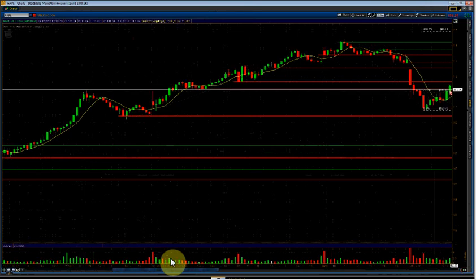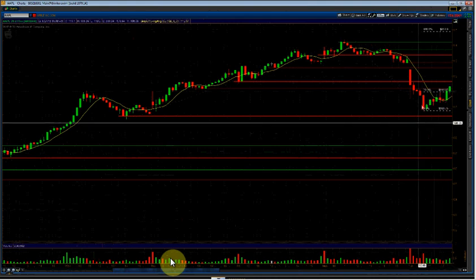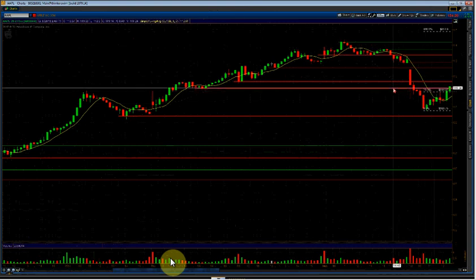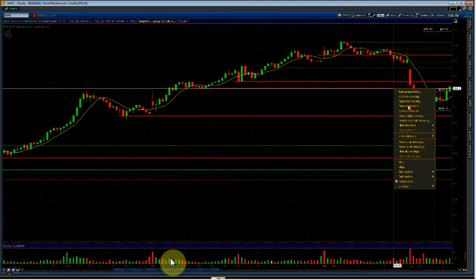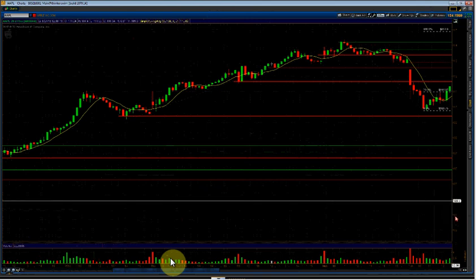Continuation on an upwards curling 8 SMA. Sell my puts. Buy the 8 SMA calls. The puts would have been a winner there. I'm already in the fib trade. I'd have to delete that one red line I had because we just crossed above it.